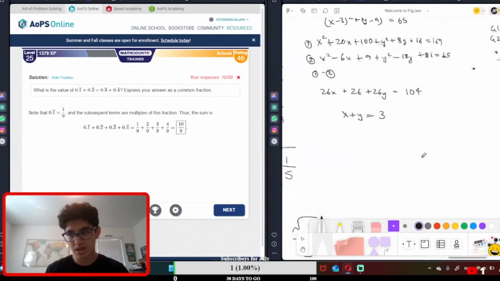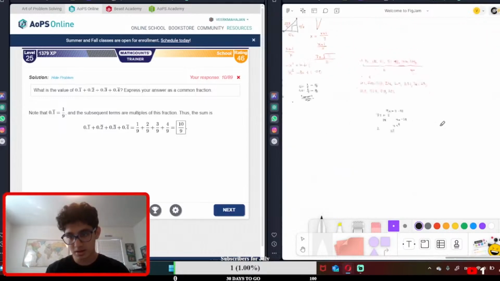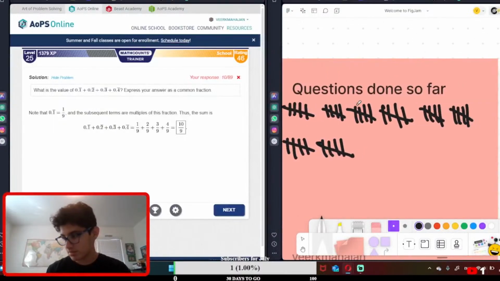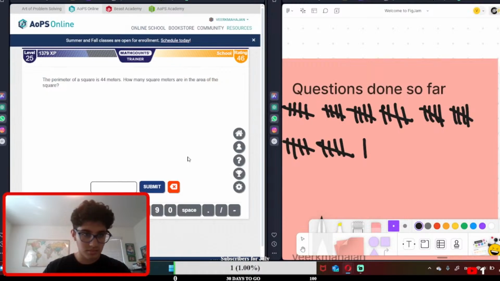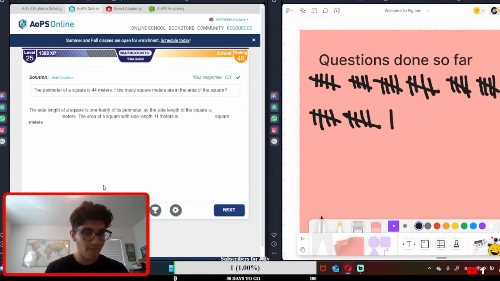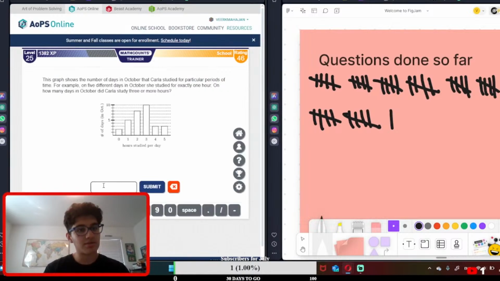So I'm marking that as correct since I did it correctly. I just, yeah, I made a typo there. The perimeter of a square is 44 meters. How many square meters? So that's 11, so 121. This graph shows the number of days in October that Carla studied for particular periods. On how many days did she study 3 or more hours? So 10 plus 6, so 16 days.